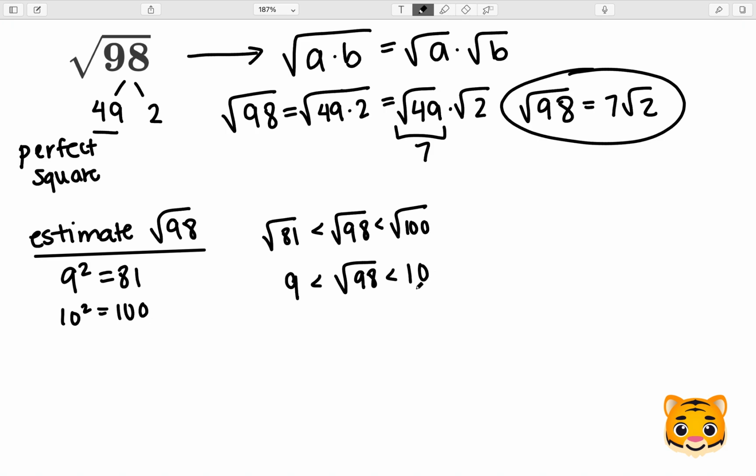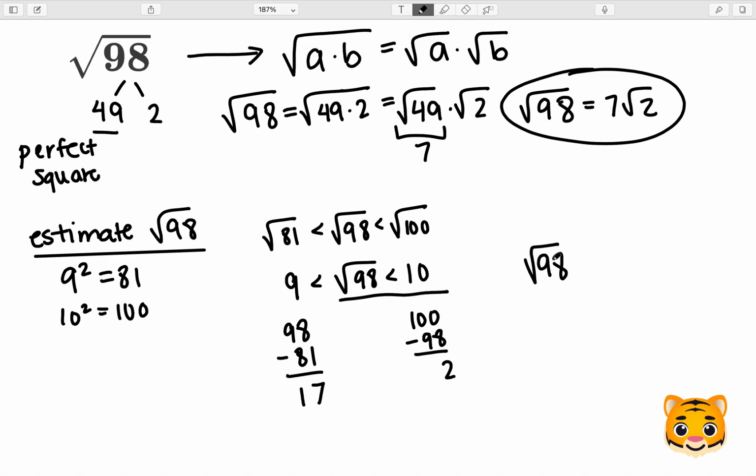In order to find the value that the square root of 98 is closest to, we can look at the difference between 98 and our perfect squares. We will subtract 98 minus 81 to get 17, and then 100 minus 98 to get 2. As you can see, 98 is closest to 100, so the square root of 98 will be closest to 10. Therefore, we can estimate the square root of 98 as approximately 10.